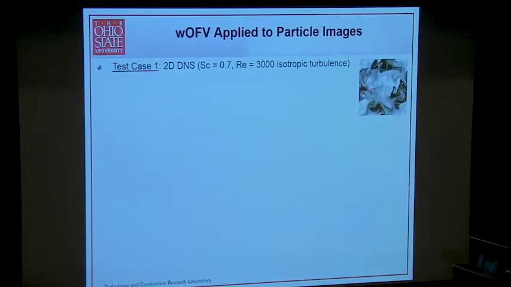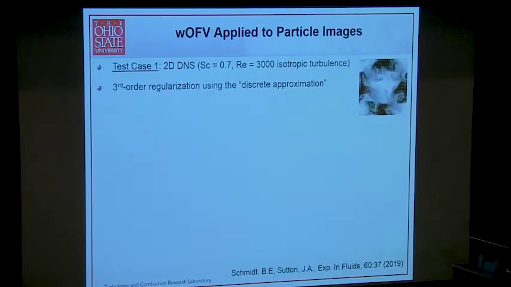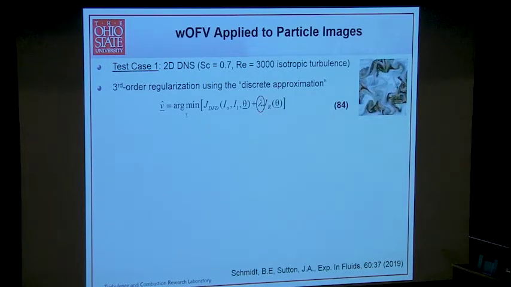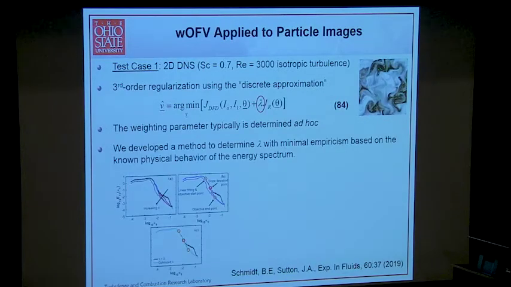Okay, here's our simple problem test case, where these are results we did previously, third order regularization, discrete approximation. There's the answer. One of the things that we did is that you probably already figured out that if this is a weighting parameter, you have to set that somehow. Typically, this is done ad hoc through kind of brute force. But what we did is tried to remove as much of the user from it as possible, and we basically have a kind of semi-automatic method that uses the known properties of turbulent spectra to optimize it.